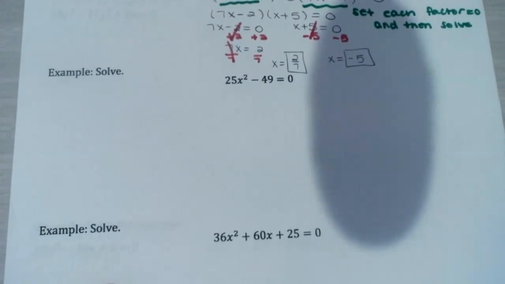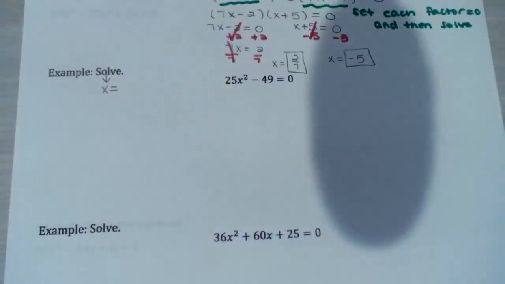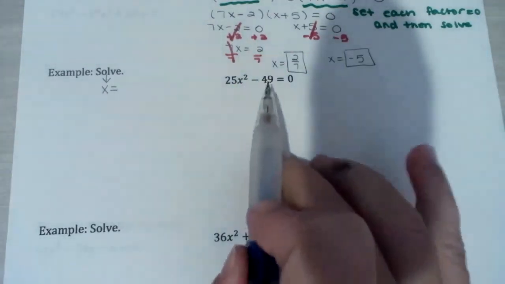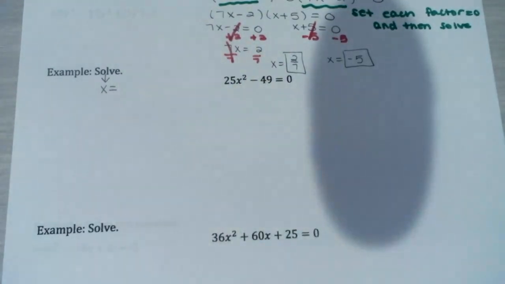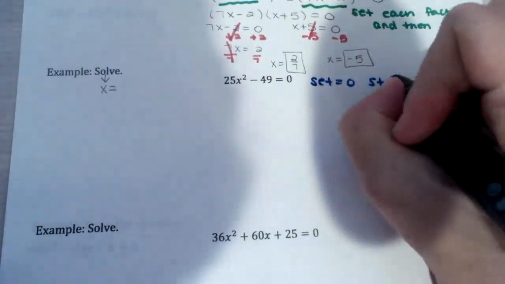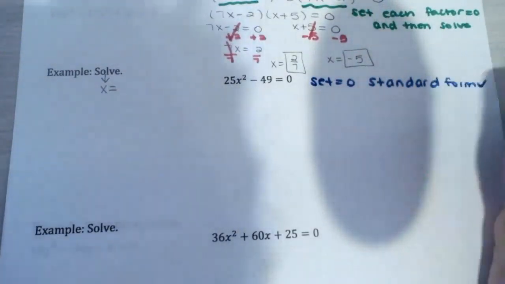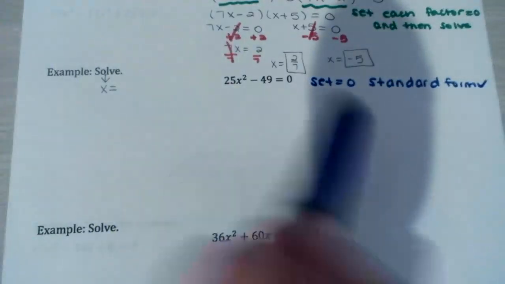Let's keep going. The next one says to solve 25x squared minus 49 equals 0. Remember, whenever it says solve, we're going to keep going to find x. Before I even say that, let me go back. So this is in standard form. So this is set equal to 0. So that's good. I know it looks a little bit different.